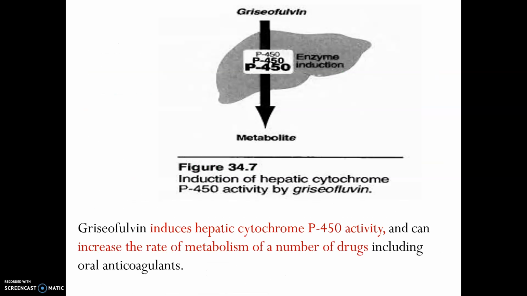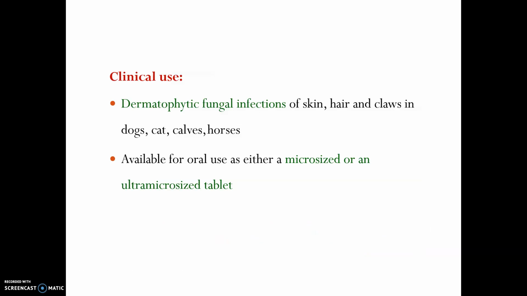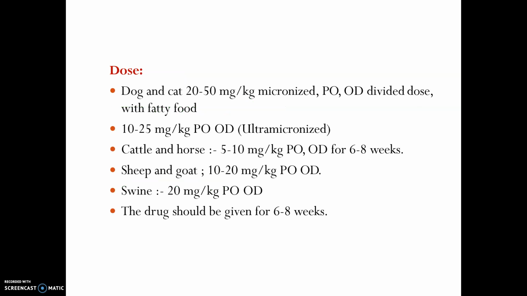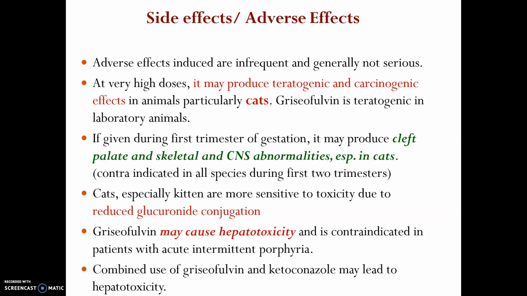The problem is that griseofulvin induces hepatic cytochrome P450 activity and can increase the rate of metabolism of a number of drugs, including oral anticoagulants. Its main clinical use is against dermatophytic fungal infections in dogs, cats, goats, etc. So the dose is this. Side effects: at very high doses, it may produce teratogenic and carcinogenic effects in cats. This is a very important point in the case of cats. If given during the first trimester of gestation to a pregnant animal, it may produce cleft palate and skeletal and CNS abnormalities, mainly in cats. Griseofulvin may also cause hepatotoxicity and is contraindicated in patients with intermittent porphyria.